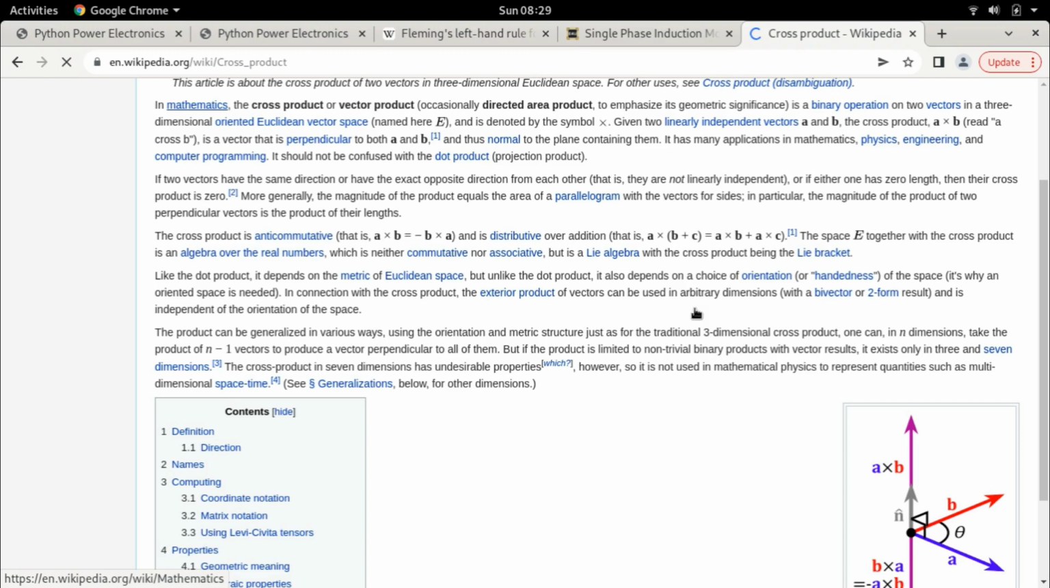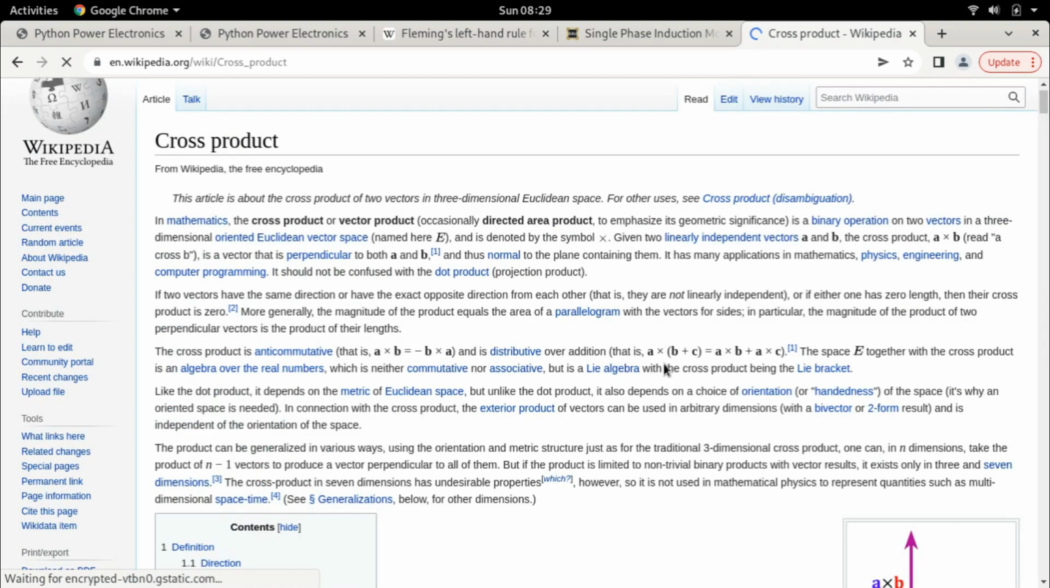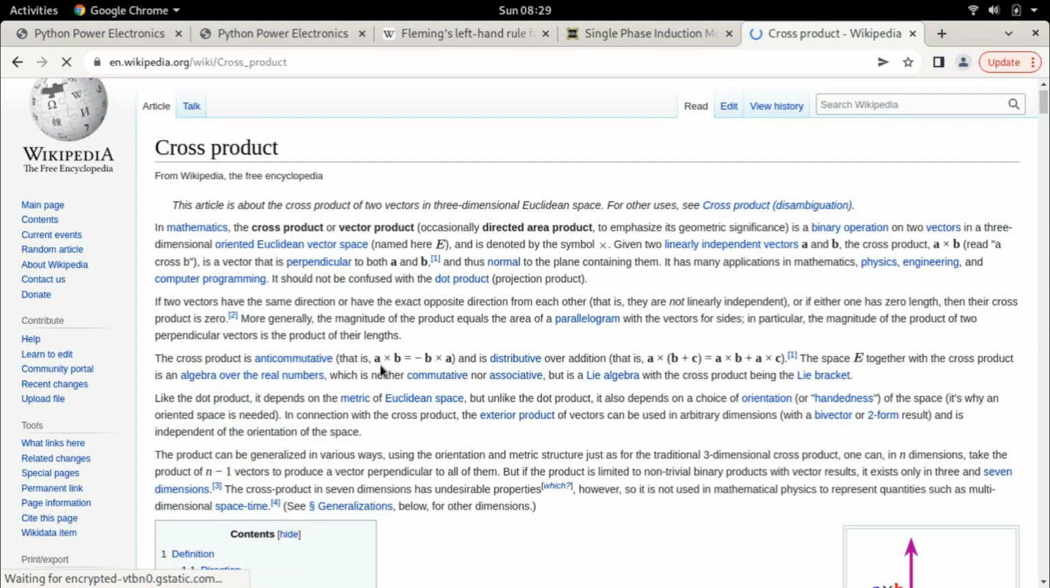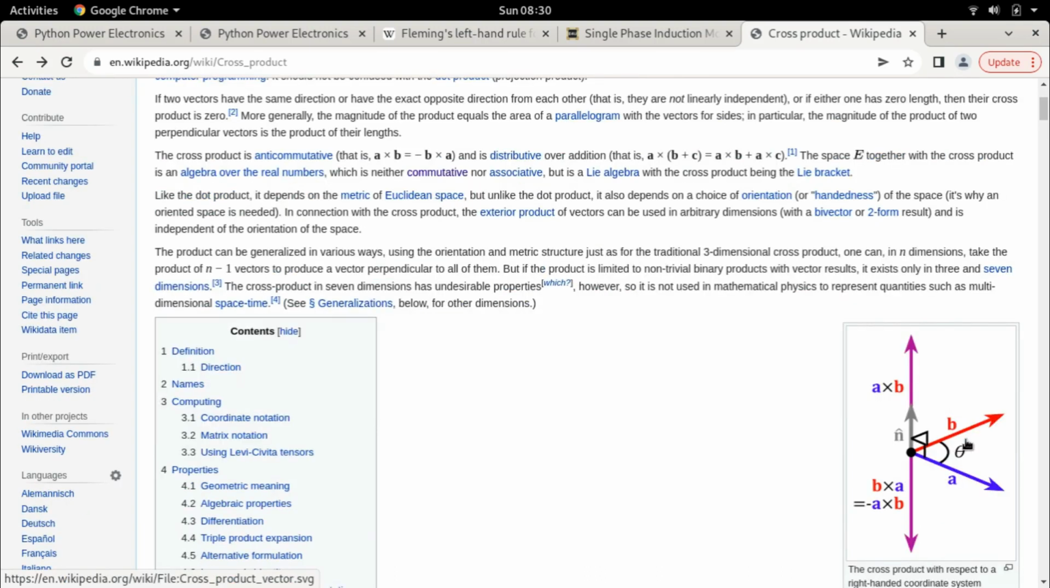If we have two vectors, such as this vector A and this vector B, then in that case we can determine something called a cross product. The cross product is denoted in this manner, A cross B. So A cross B is how you denote a cross product between two vectors A and B. And when you denote a cross product between these two vectors, the result is always going to be perpendicular to the plane formed by these two vectors, right?